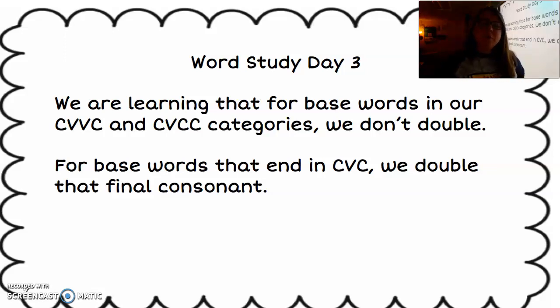So today we're learning a little bit more about doubling and the spelling patterns. We learned that the base words in our CVVC and CVCC categories, we don't double these words when we add the suffix. And for base words that end in the CVC, we double that final consonant.